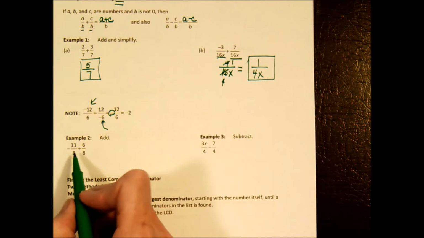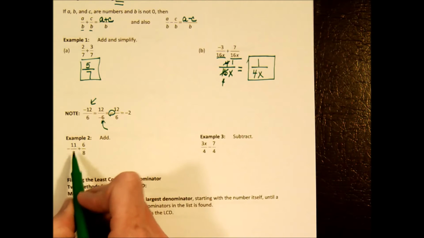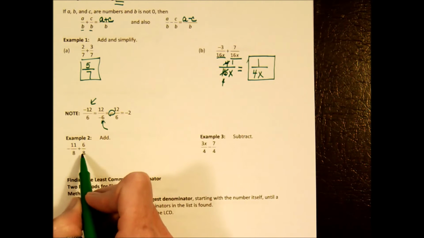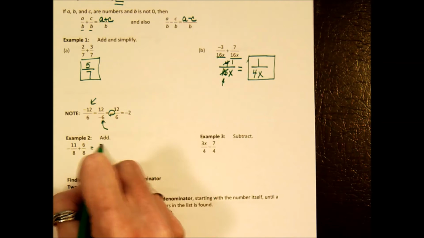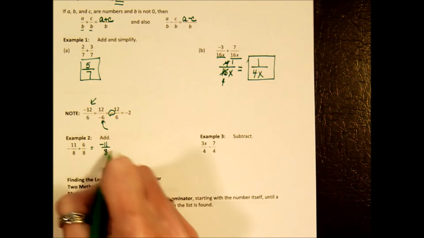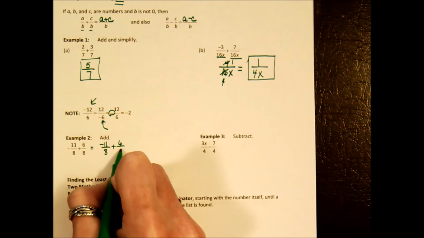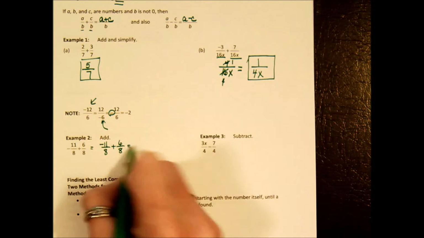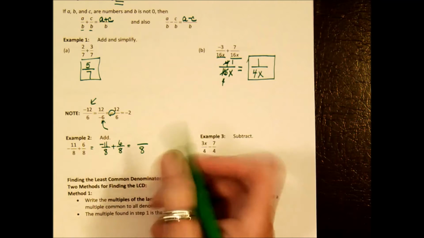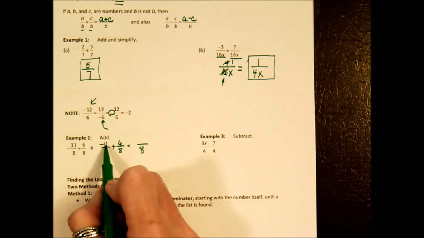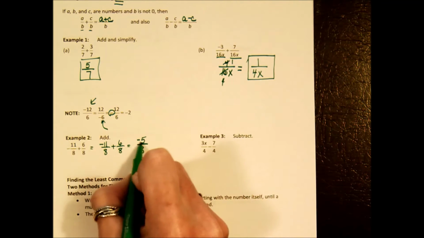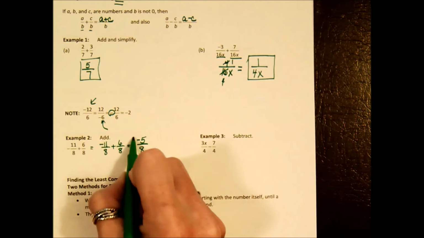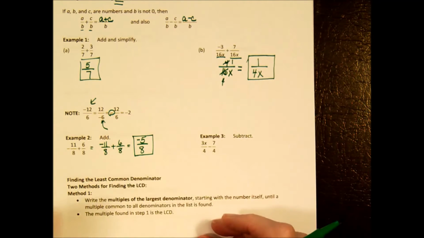So here we have a negative 11 eighths and a positive 6 eighths. So what I would do is move that negative up to the numerator and say I have negative 11 of the eighths and positive 6 of the eighths. So I know that my answer is going to be eighths, but I have to combine a negative 11 and a positive 6. So I have more negatives, therefore I have negative 5 eighths.